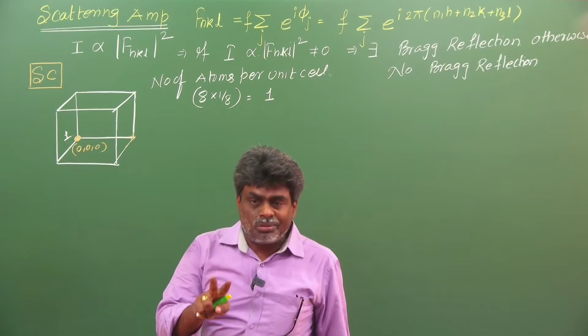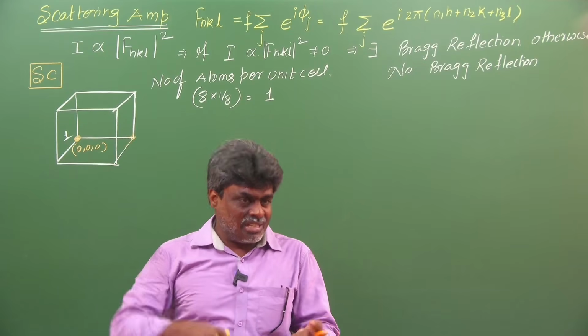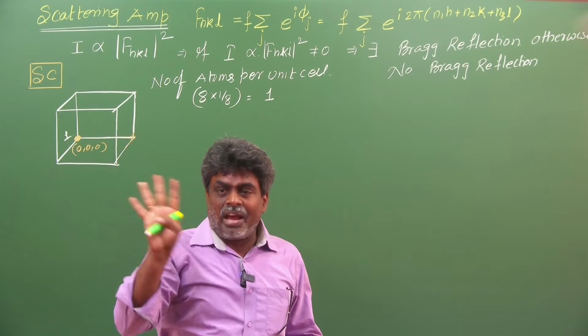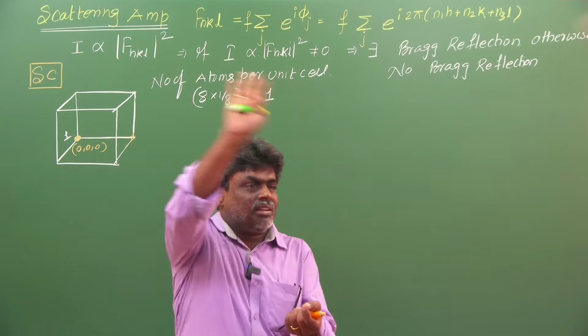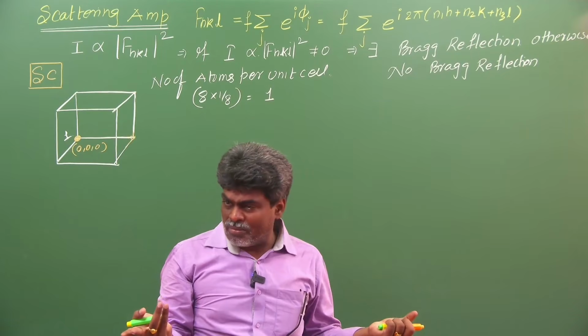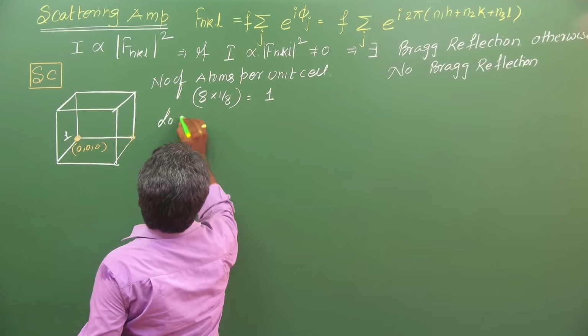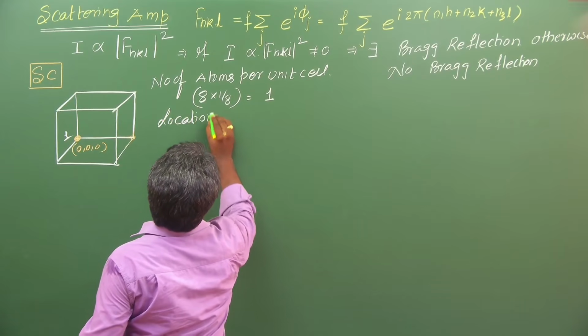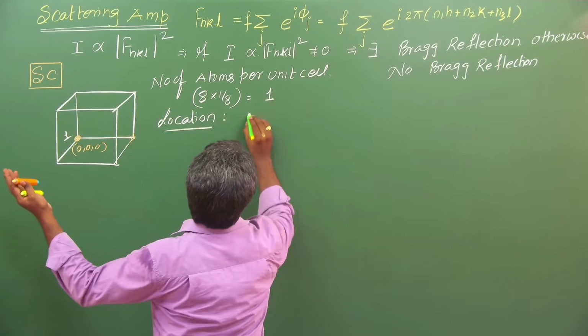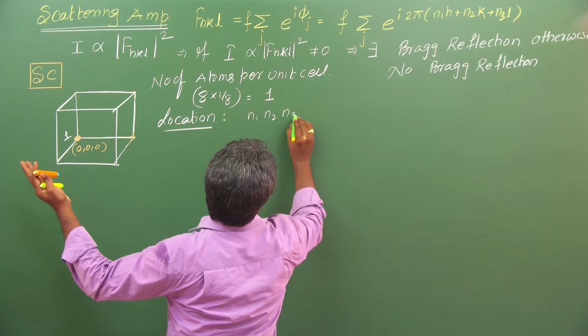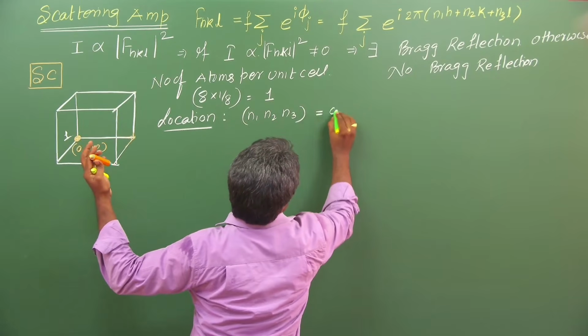If I have 2, one I will take at the origin, another I will take somewhere else. If I have 4, one at the origin, the remaining 3 are somewhere else. I hope everybody understands. That's good. So the location of that one atom, n1, n2, n3 in the direct lattice, how much?